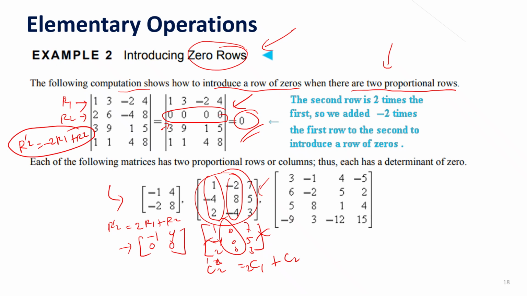For this one, what do we have here? I think this and this. Yeah, you can make one of the rows equal to 0.